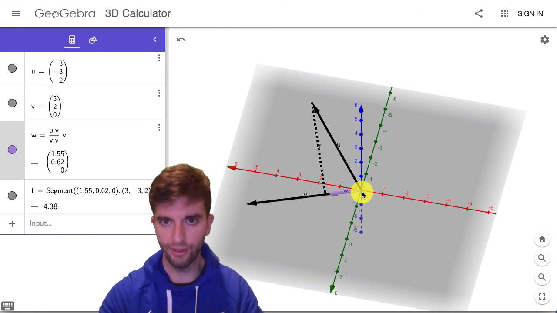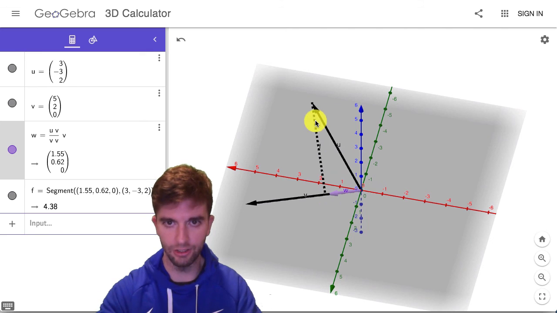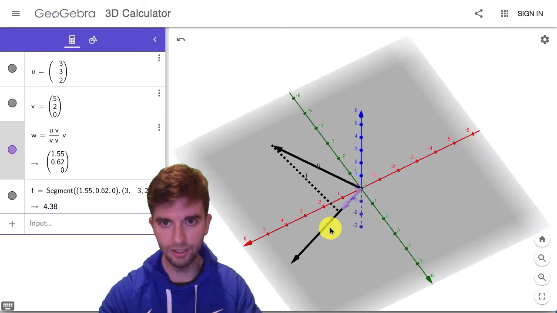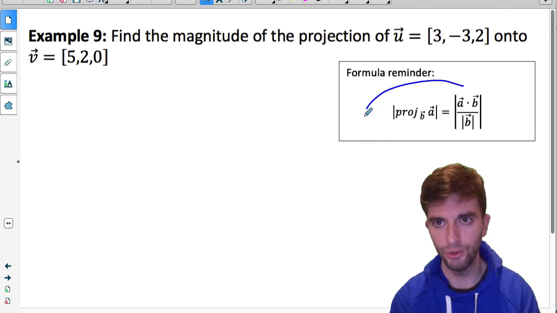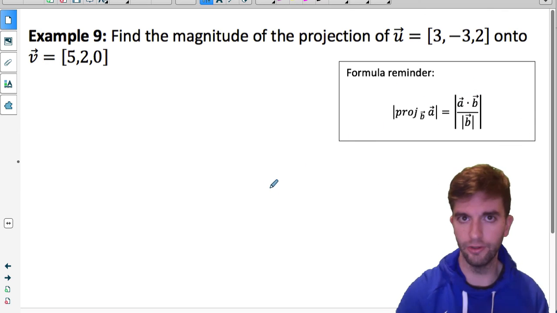Tail is at the same place as the tail of u and v. It's parallel to v because we're projecting onto v, and its tip stops at a point, so that if I connect it to the tip of u, it would form a 90-degree angle. So we're looking for the magnitude of that purple vector there, the projection of vector u onto v. So we want the magnitude of that purple vector. And we can find the magnitude of that vector using this formula we figured out earlier in the unit.